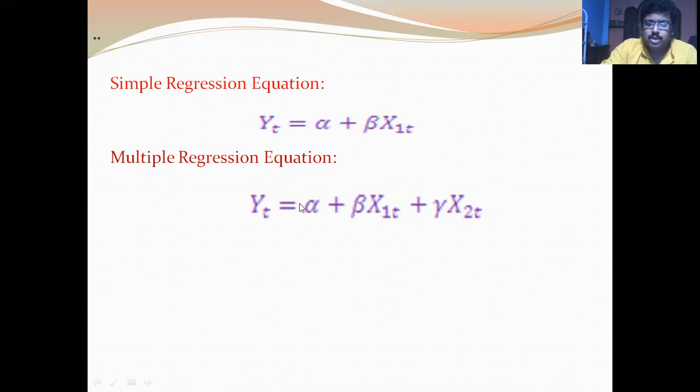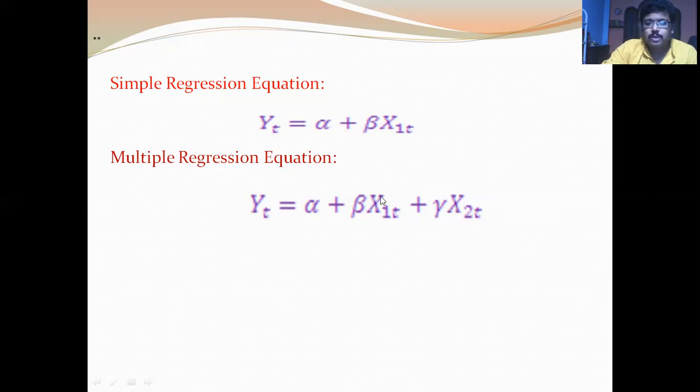Now, if there is a number of independent variables, if there is more than one independent variable, then we call it a multiple regression equation. This is a multiple regression equation where one dependent variable, that is yt, and one independent variable x1t and another independent variable x2t.